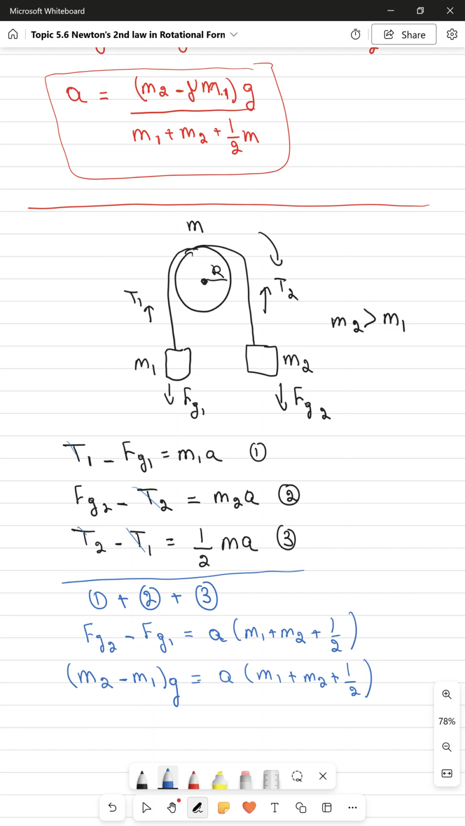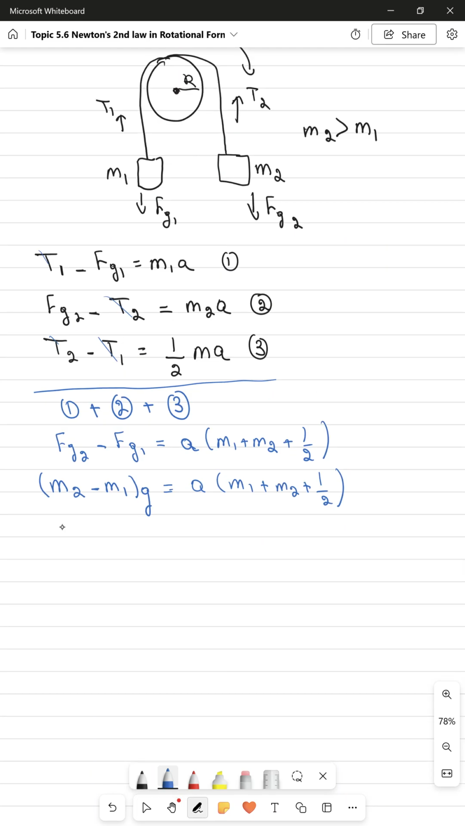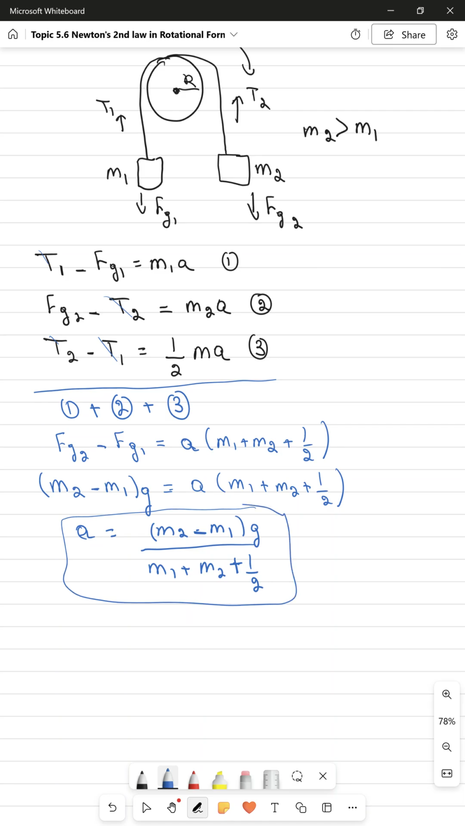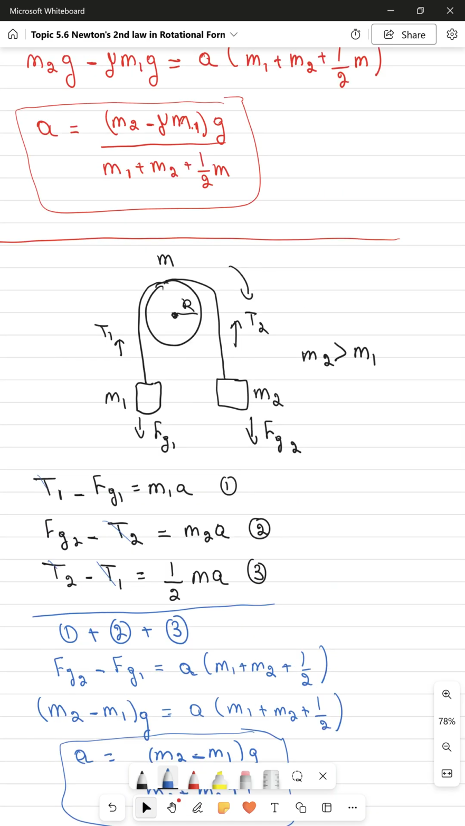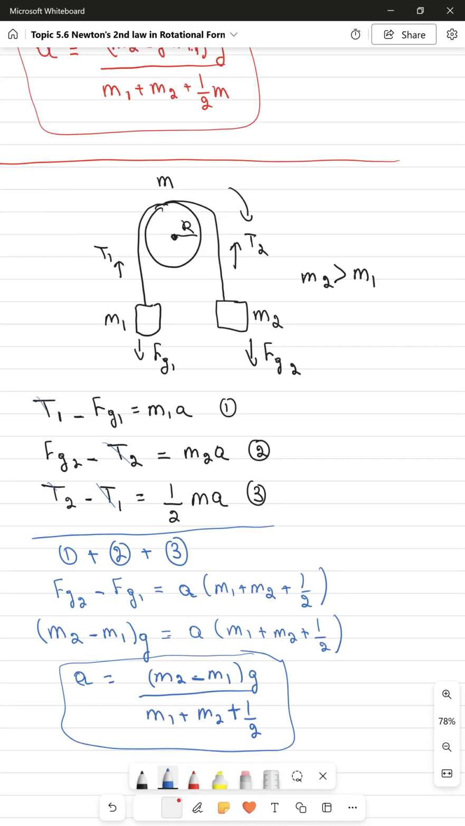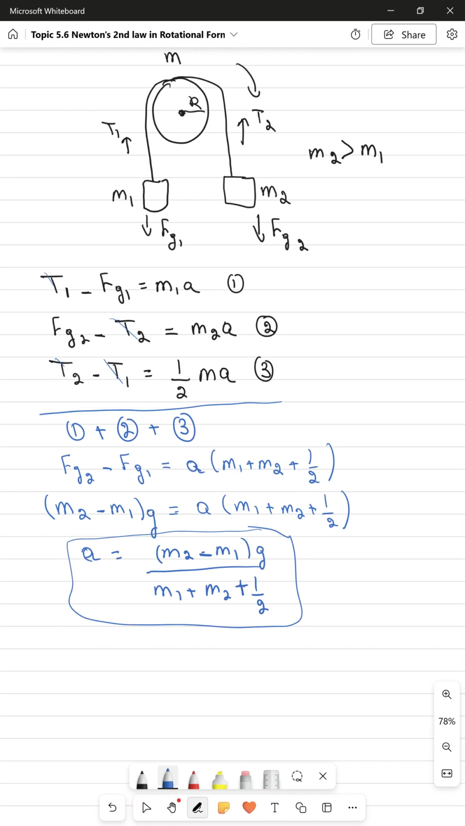So A will be equal to M2 minus M1 G over M1 plus M2 plus half M. Those are the two general equations or general examples of Newton's second law, and you see they can be very similar, but here we have the coefficient of friction. That's it for 5.6.